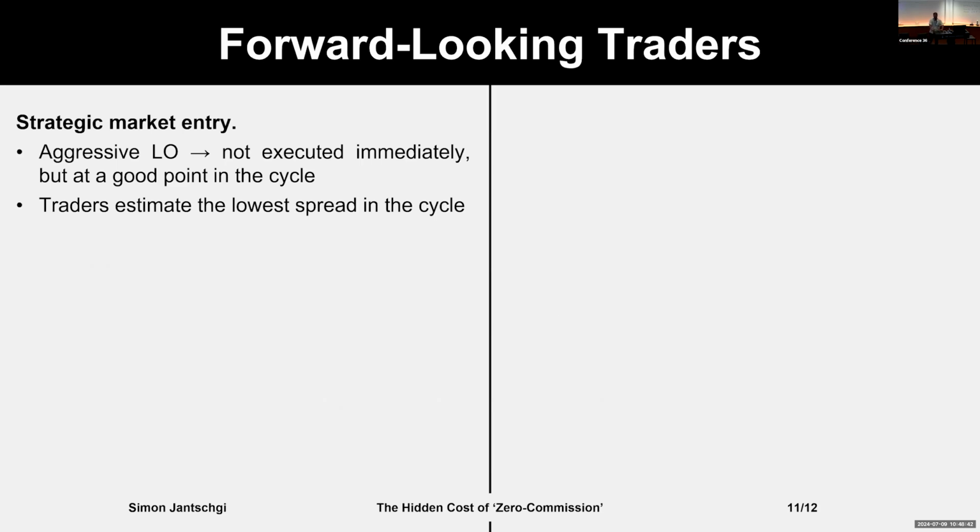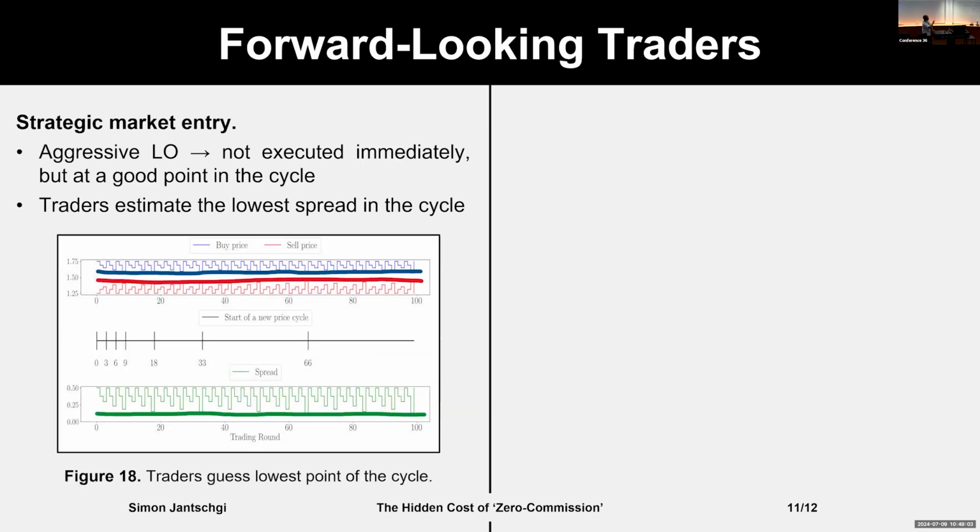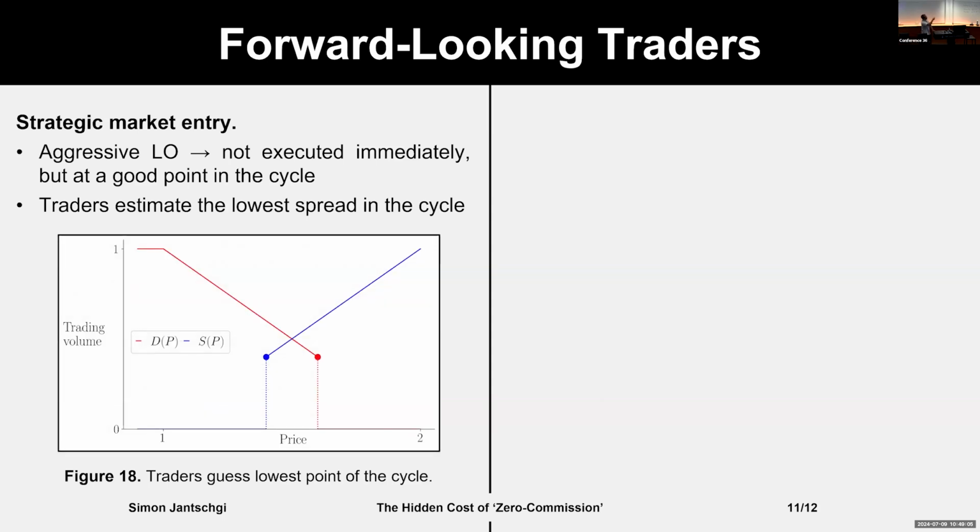Now, the point for the hidden transaction costs is you don't see the current spread. So strategic market entry doesn't mean, okay, I'm going to wait until the spread hits a good point in the cycle, because I don't see that in advance. But what I can do is put in a more aggressive limit order that only gets executed once I hit a good point in the cycle. And via this aggressive price guessing, if all traders guess this most aggressive price, I would get a new demand and supply curve with a discontinuity there.